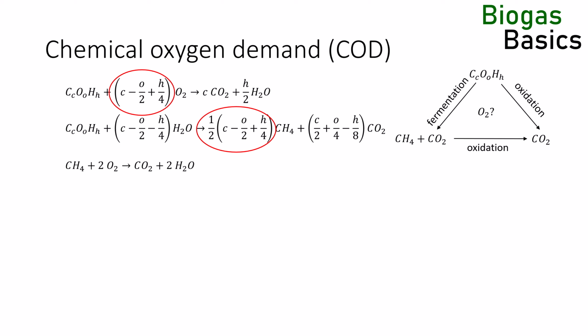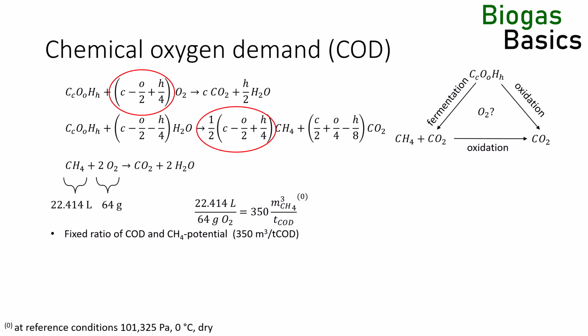1 mole of methane at the reference conditions of 1 atmosphere and 0 degrees Celsius is 22.414 liters. 2 moles of O2 weigh 64 grams. We can calculate the ratio of the two values, which is 350 cubic meters of methane per ton of oxygen demand, or ton of COD. We do not get any information about the amount of carbon dioxide that is produced in the process, or the water demand of the hydrolysis reaction.